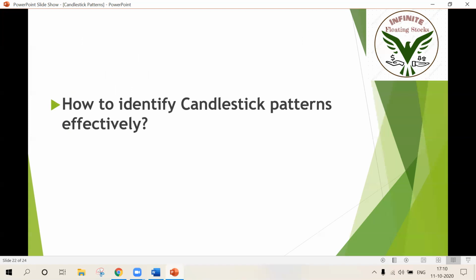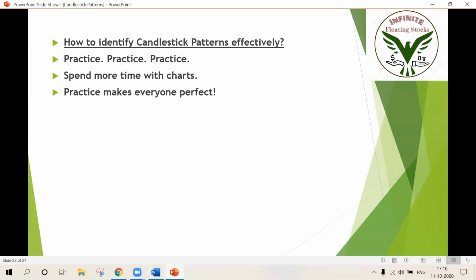So, how to identify candlestick patterns effectively? Here comes an interesting question. It's very simple. Practice, practice, practice. You need to spend more time with the charts. This skill comes from practice. You need to spend more time with the charts to identify candlestick patterns effectively.